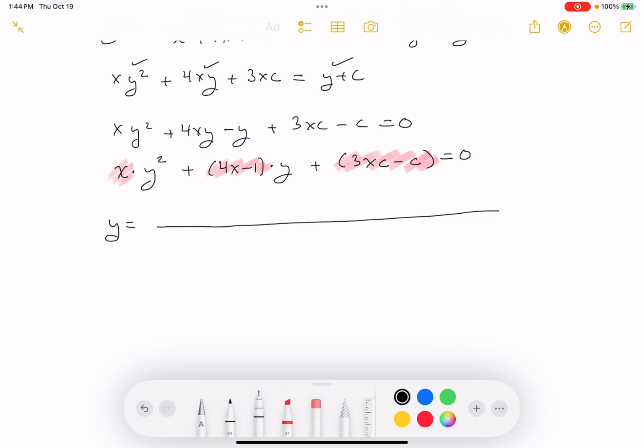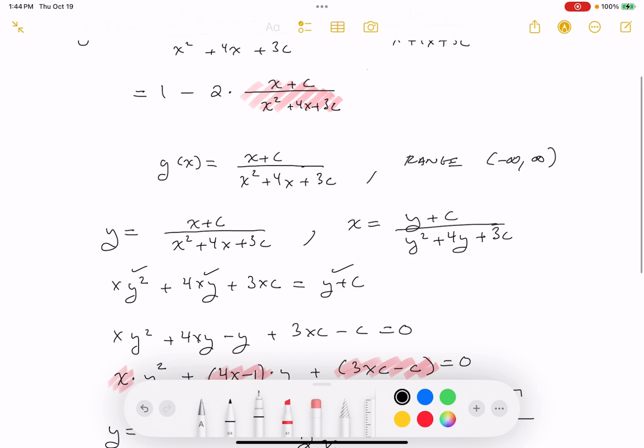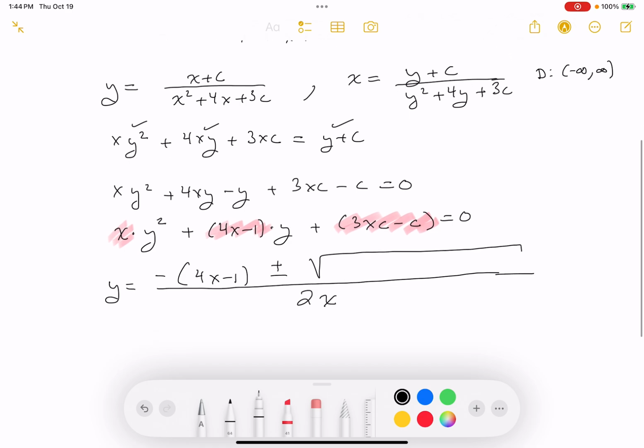Well, on the bottom, it's going to be twice the coefficient of the square term, so it's going to be 2x. The opposite of the coefficient on the linear term, and then plus or minus. And by the way, what happens over here is that I want the domain of this guy over here to be this guy's range. That's what I want. All right?